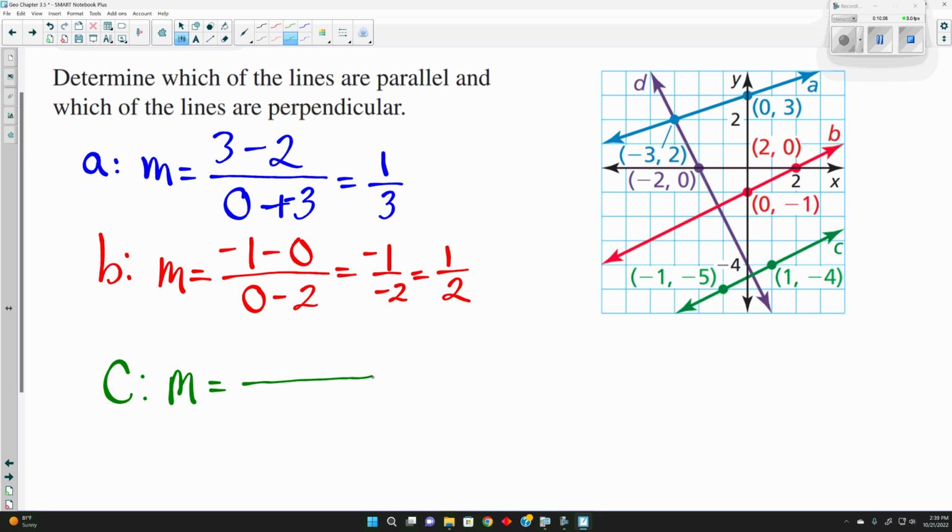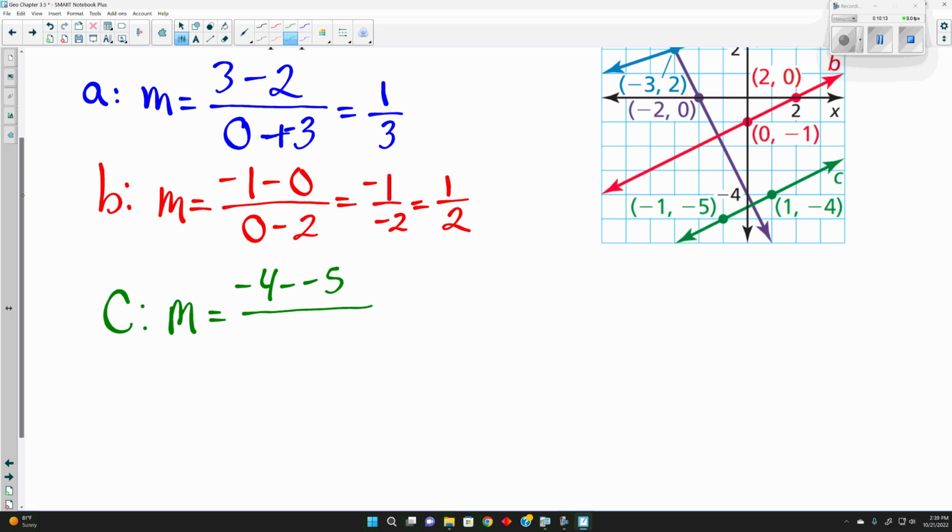y values: negative 4 minus negative 5. So we use negative 4 first. Its x value is positive 1, so it goes first. And again, at this point here, you could type everything into the calculator and let it do it for us, especially if you don't feel comfortable with negatives and minus all the signs. So the negative on top would be plus. It would be 1.